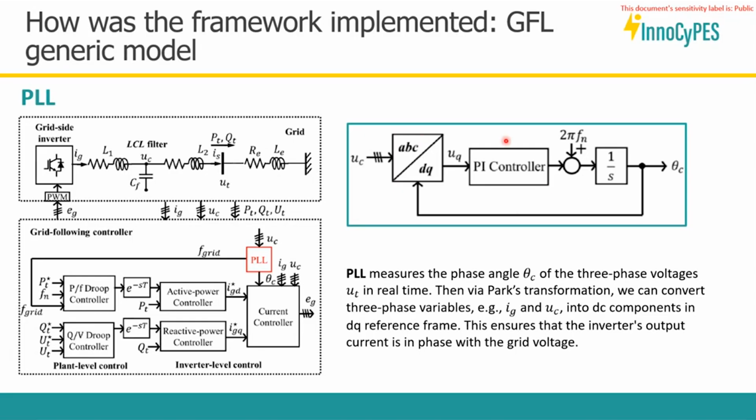So we have some generic idea of it here also. It usually measures the phase angle of the three-phase voltage in real time, and then via Park's transformation. Usually we do this Park transformation because it's easier to get the angle that we are interested in. So we can convert these three-phase variables into DC components, which are much easier to handle in this DQ reference frame.